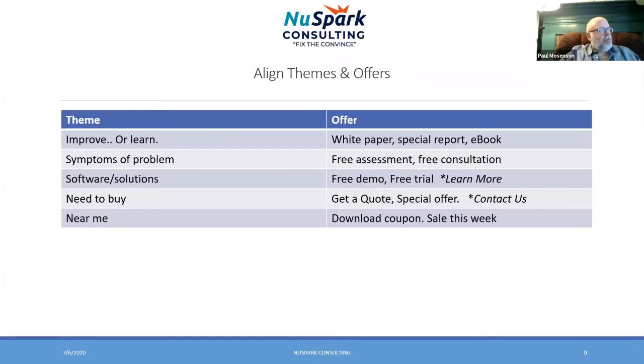The symptoms of a problem, again, these are just examples of showing different kinds of offers, like free assessments, free consultations. I have a problem. Can you help me? Well, let's do an assessment and figure it out. Now, if you're looking for software, typically that would be a free demo or free trial if you're software as a service, that kind of thing. Need to buy is more of a bottom funnel. So that would be get a quote or maybe you have a special offer. I always want to put special offers and calls to action in ads. And also the final category is near me. Download a coupon or we have a sale this week, that kind of thing.